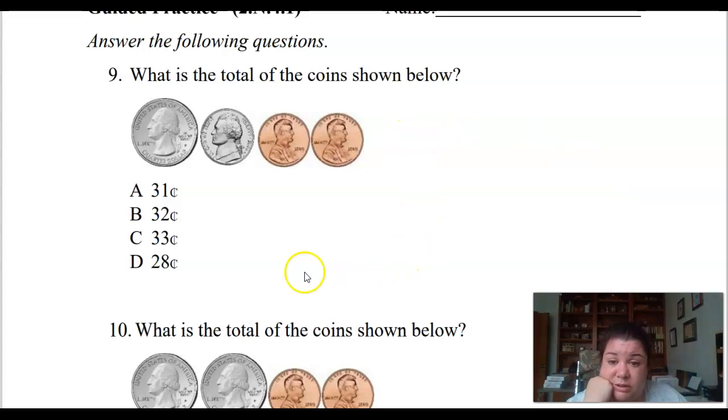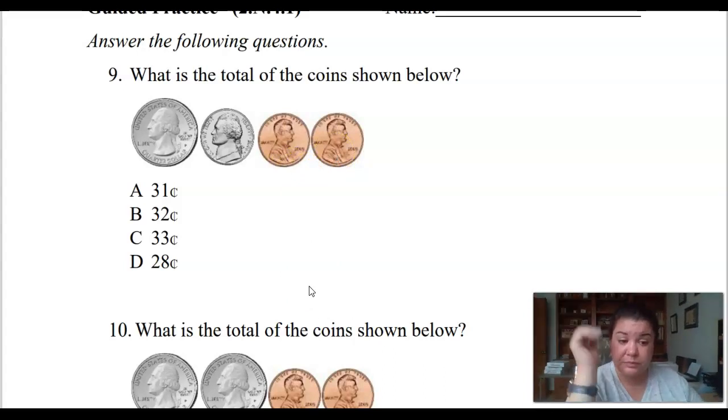So what do we have here? What is this? Say it out loud. Quarter, nickel, penny, penny. So pause the video and figure this out. 25 plus 5 is 30, 31, 32. So you should have gotten B, 32. Oops. Hey, my pen doesn't want to draw. Sad face. Oh, there we go. 32. Okay.